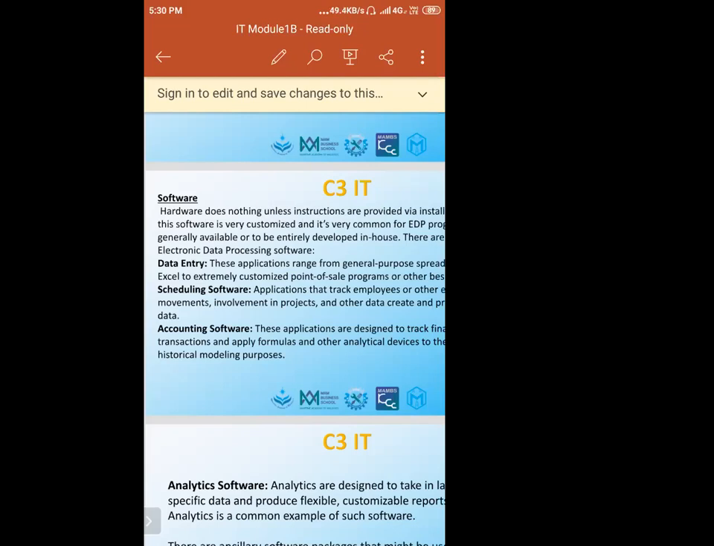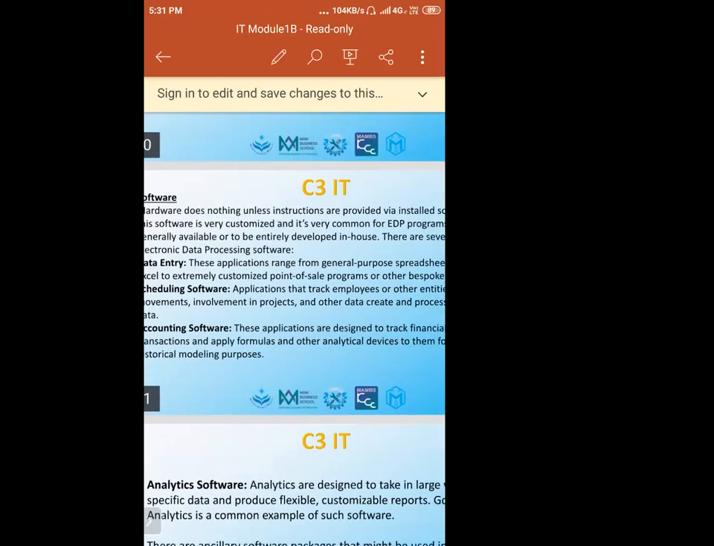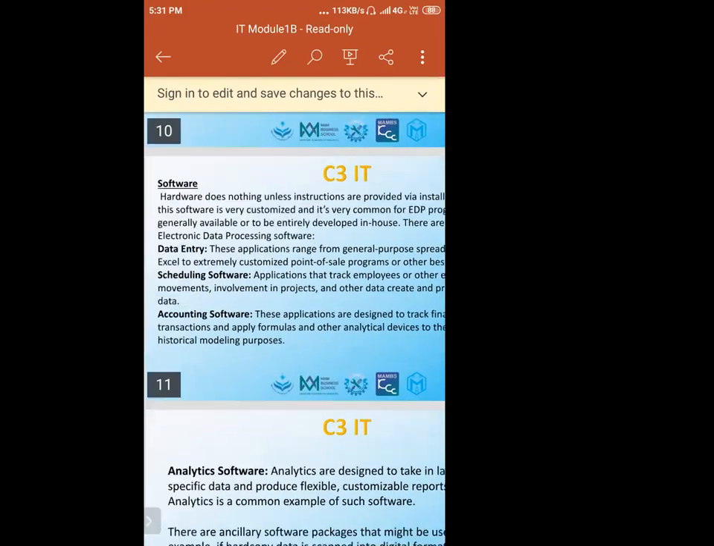Accounting software. All of you, do you know anything about accounts? Accounting: daybook, ledger, trial balance, balance sheet, credit, debit. All this is accounting software also, one of the EDP software. These applications are designed to track financial and other numerical transactions, applying formulas and other programs, for this accounting software.